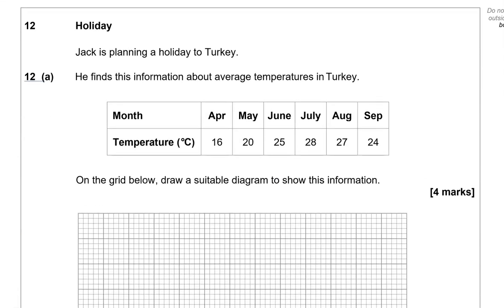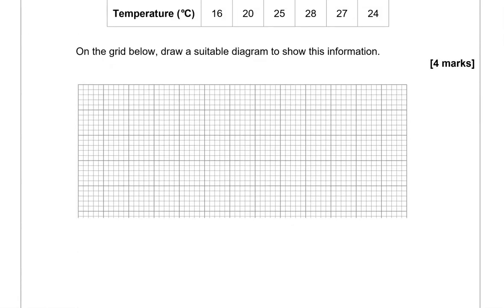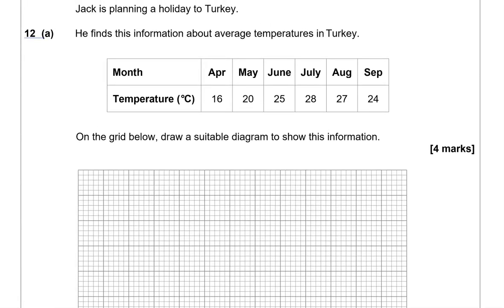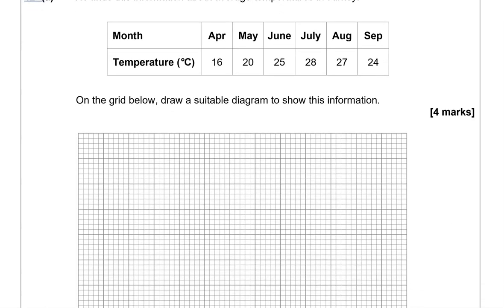Holiday. Jack is planning a holiday to Turkey. He finds this information about average temperatures in Turkey. On the grid below, draw a suitable diagram to show this information. We can do this on a bar graph or line chart, whatever you prefer.